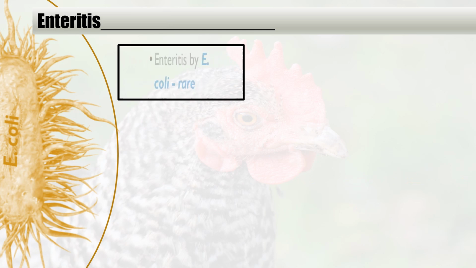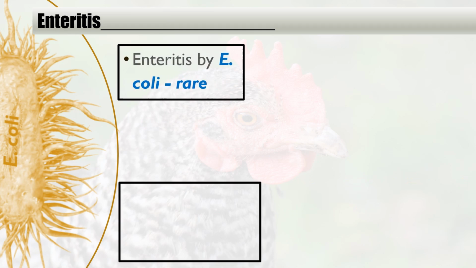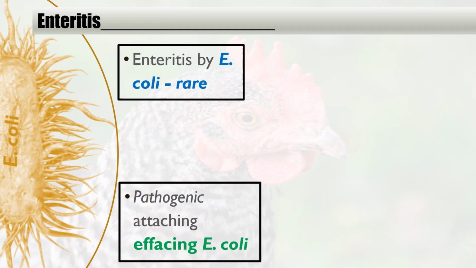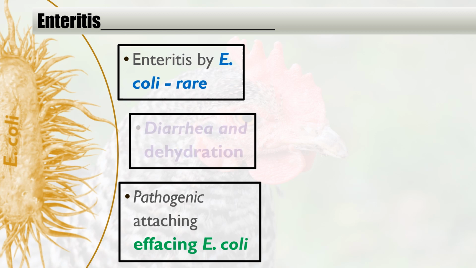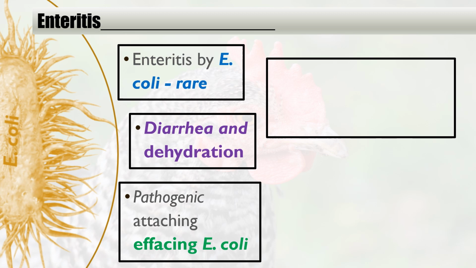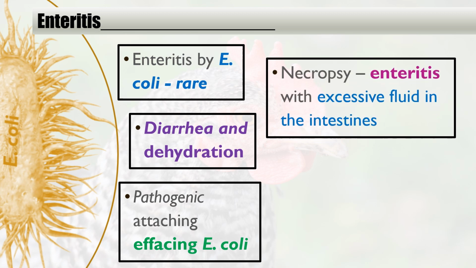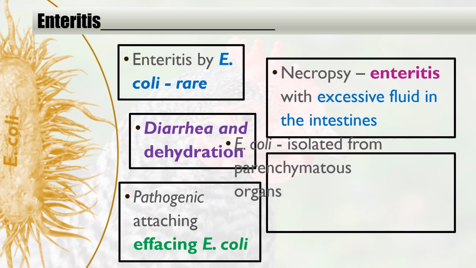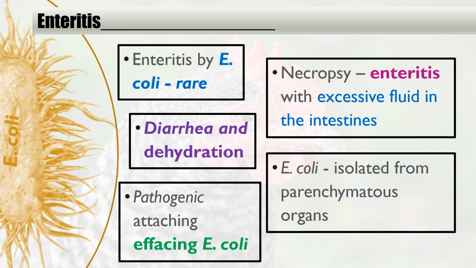Enteritis caused by E. coli is considered rare, but pathogenic attaching effacing E. coli have been reported. Diarrhea and dehydration are noted on clinical examination. At necropsy there is enteritis, often with excessive fluid in the intestines. E. coli may be isolated from parenchymatous organs.